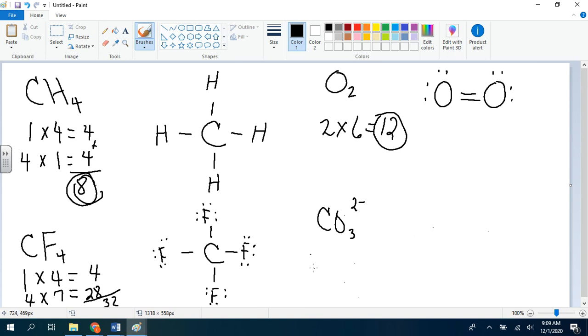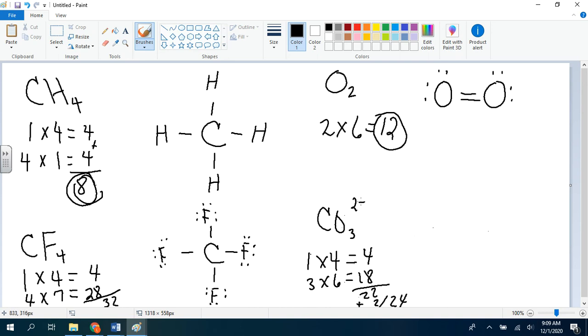You start out the same way. I've got 1 carbon. Carbon has 4 valence electrons, 4. I've got 3 oxygens. Oxygen has 6, 18, okay? 22. Now, for the charge, if it's a negative charge, you add extra electrons for each negative. So this one has -2, so I would do the opposite. I would add 2 more, okay, which makes that 24.